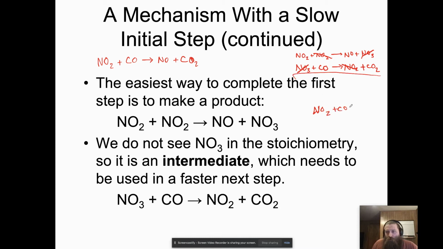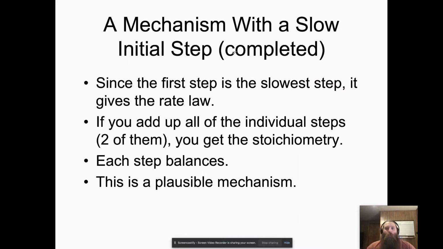NO2 plus CO yields NO and CO2. And that matches what we started with. So there we go. Because it balances out and everything works, this would be identified as a plausible mechanism. So that's a slow initial step.